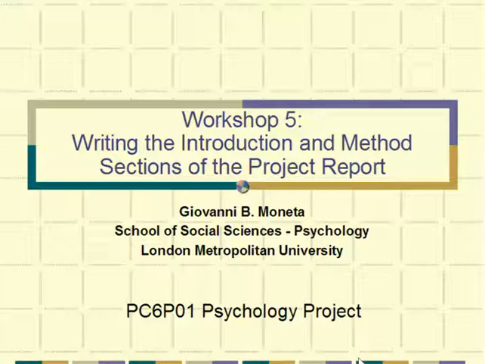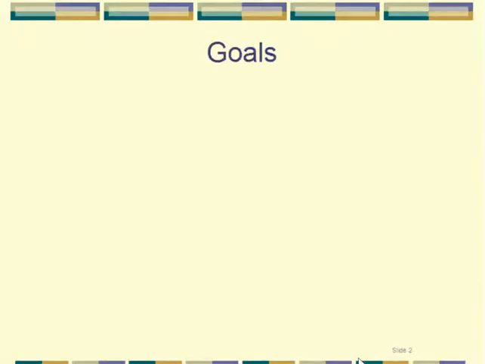For example, the sample size and the characteristics of your sample. But except for these little bits of information, you can already now start writing the introduction and method sections of your project report. So let's see the goals we have in this screencast.